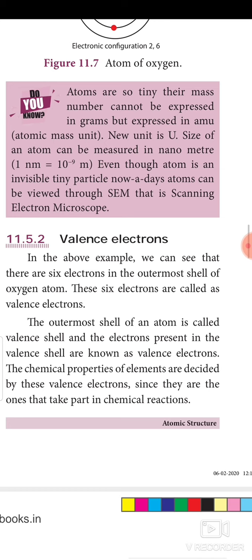In the above example, we can see that there are 6 electrons in the outer shell of the oxygen atom. These 6 electrons are called valence electrons. The outermost shell of an atom is called the valence shell and the electrons present in that shell are called valence electrons. The chemical properties of the elements are decided by these valence electrons since they are the ones that take part in the chemical reaction. So any chemical reaction is determined only by the valence electrons. Okay.